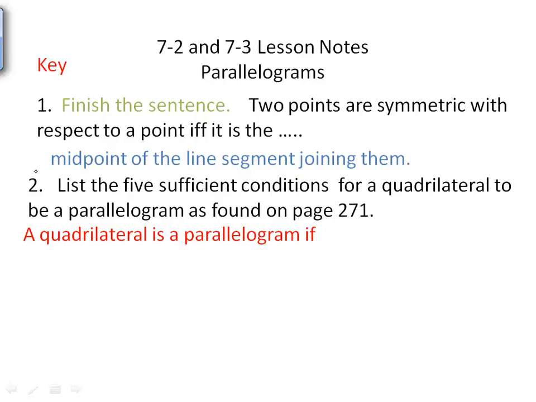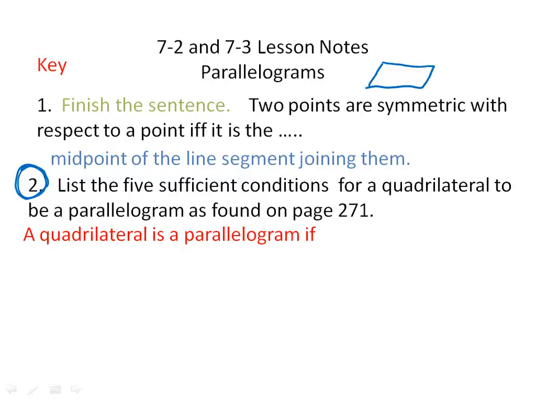Now this number 2 here is the most important concept in Chapter 7. It's about parallelograms, and we find that so many of our quadrilaterals are parallelograms. Rectangles are parallelograms. They meet the definition. Opposite sides parallel. Squares are parallelograms. Rhombuses are parallelograms. What we normally think of as a parallelogram, of course, is a parallelogram, right?